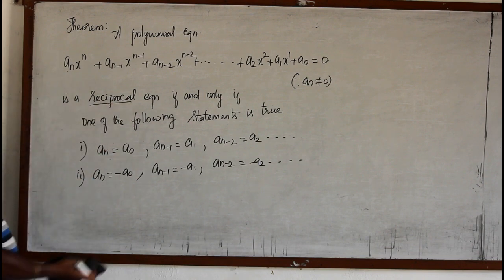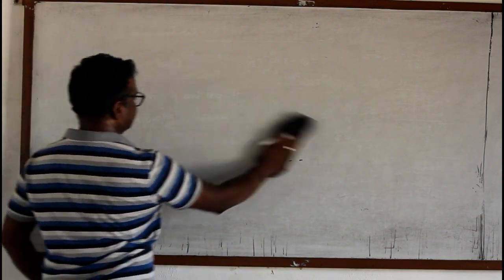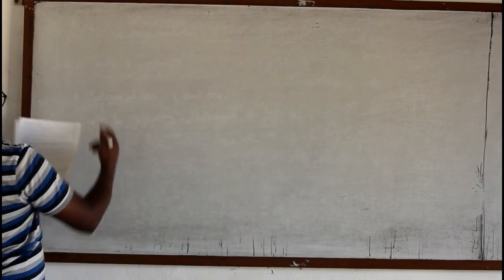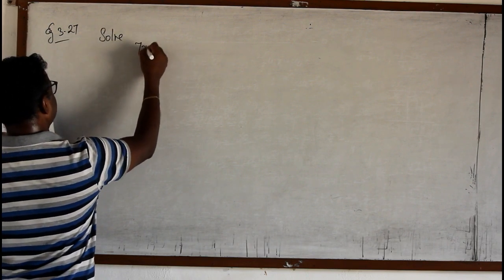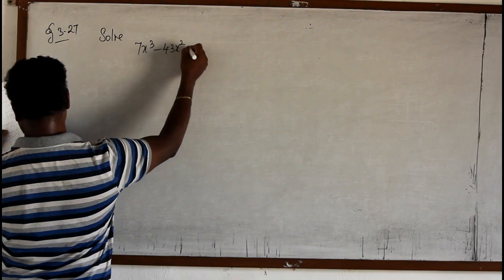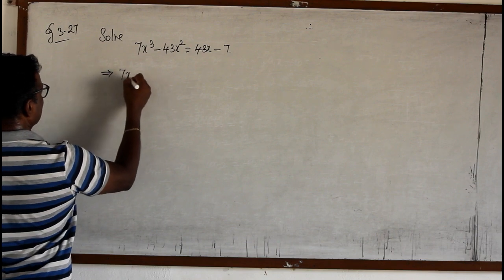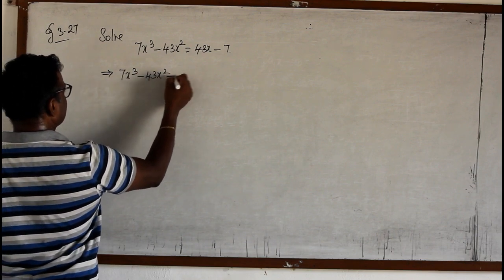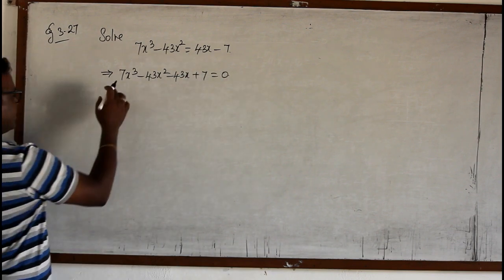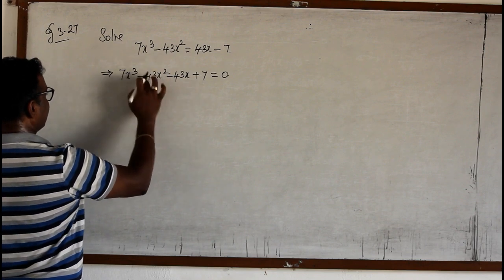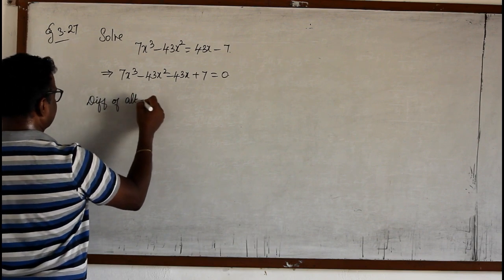So with this idea we can solve many equations of this form. First we shall take an example of this form. Example 3.27. Solve 7x cubed minus 43x squared equal to 43x minus 7. This can be written as 7x cubed minus 43x squared minus 43x plus 7 equal to 0. Here I can go for the difference of alternate coefficients.